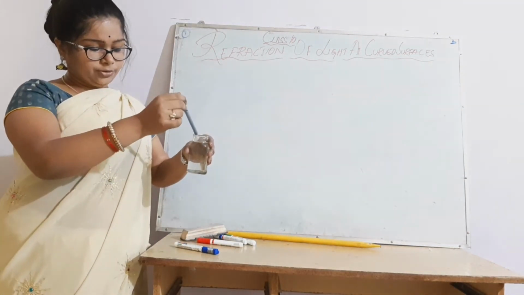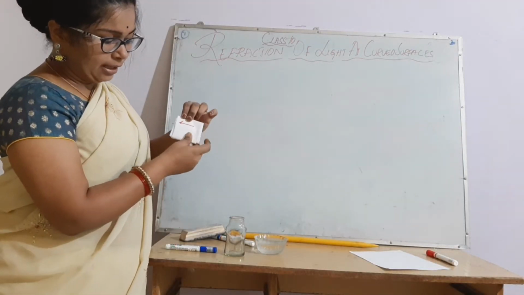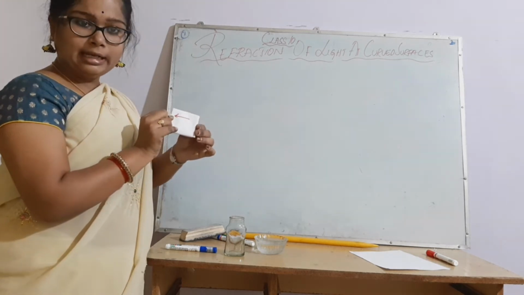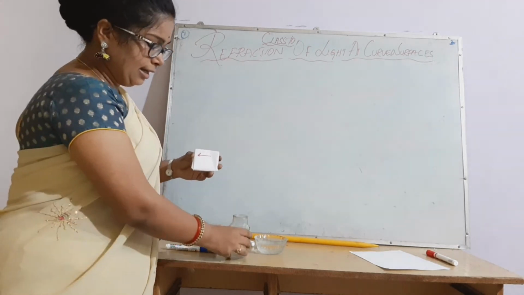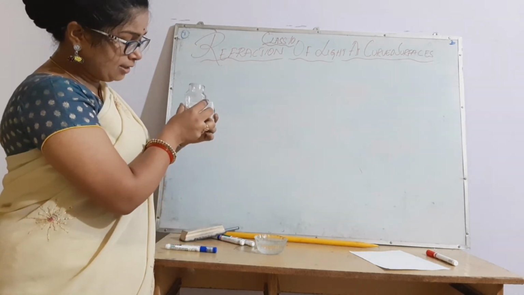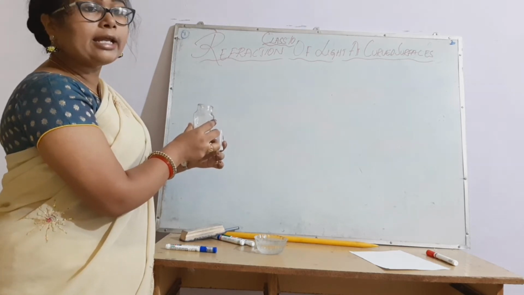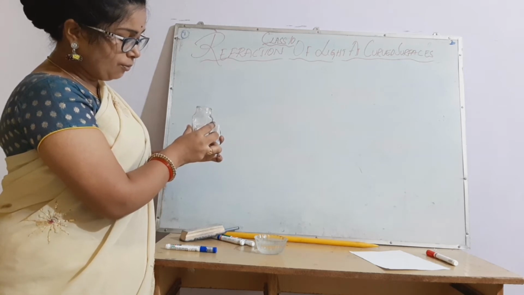And another one I'll show you. Take a paper. On it, you draw an arrow line like this. Arrow, ray like this. Okay, the ray you have drawn. And see, from the curved surface, it appears to be diminished.